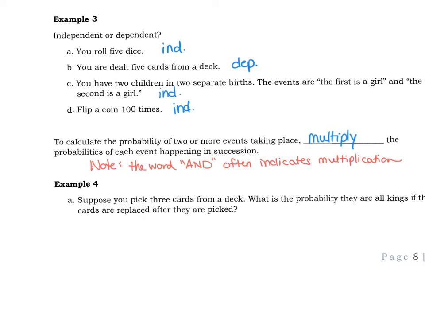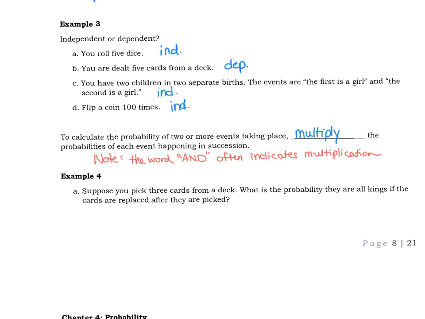So that's one of the best ways that I try to rephrase the question to see if there's an "and" in there. If there is, then I will multiply. Okay, so let's take a look at a few examples here in number 4.